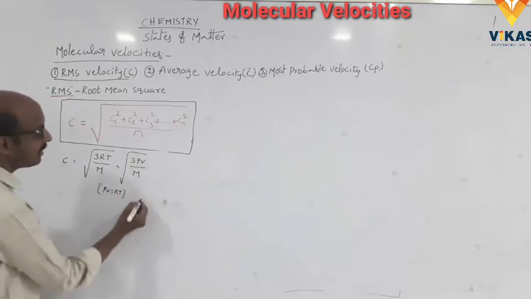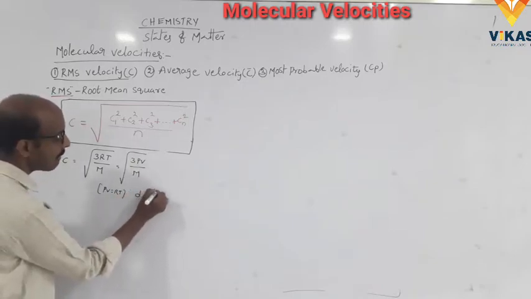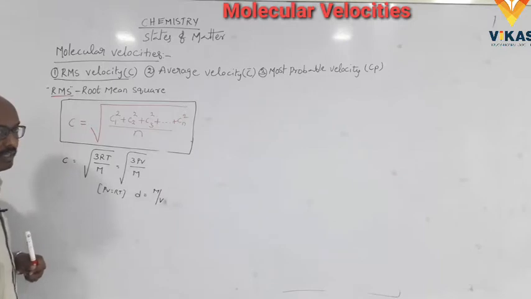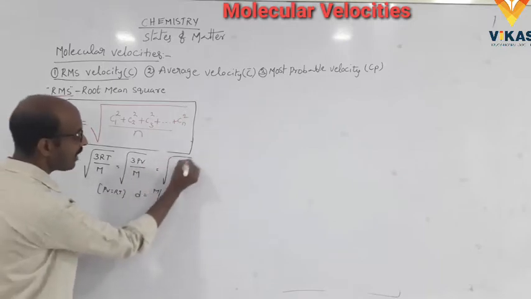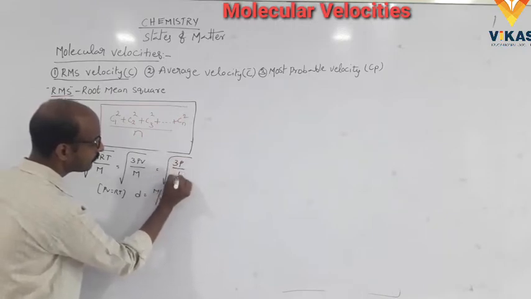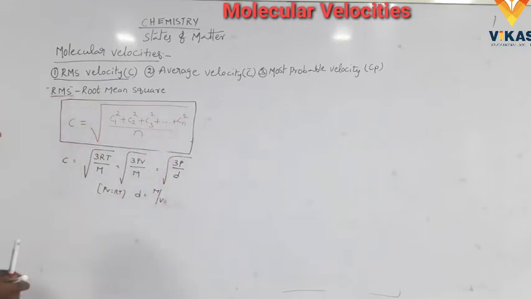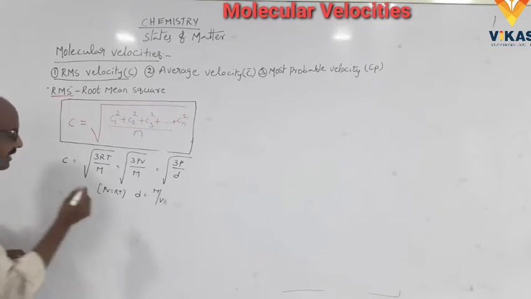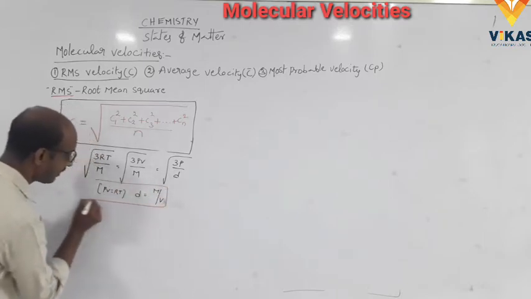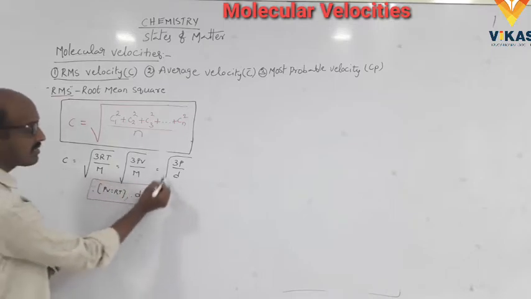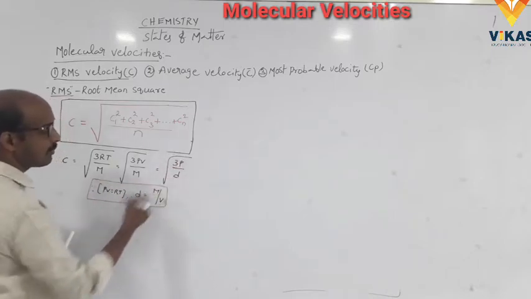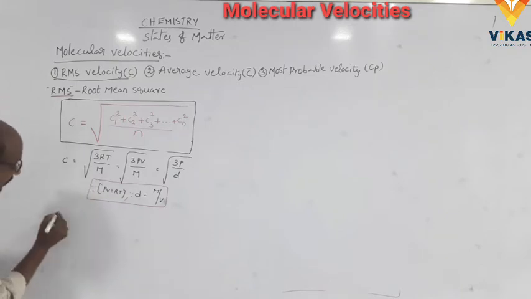Okay, we know the density is equal to mass by volume. Here it is volume by mass, which converts into square root of 3P by d. Now this is the root mean square velocity. Here PV is equal to RT and density is equal to mass by volume. So finally, what is the value of C?